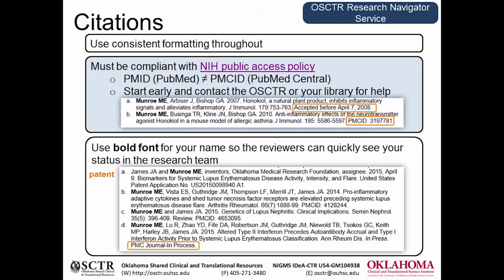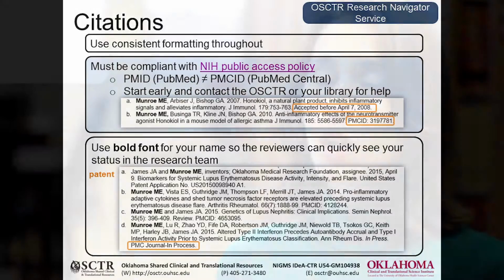Note that the PMC ID is different from the PM ID. This is a pretty common mistake. Also, a manuscript might not have a PMC ID if it was accepted within the last week or two. In this case, you can use the citation, but provide the NIH ID or indicate that the manuscript is in press and PMC journal in process. And we have an example of that here. The OSCTR or your library can help with specific questions, but be sure to start early.